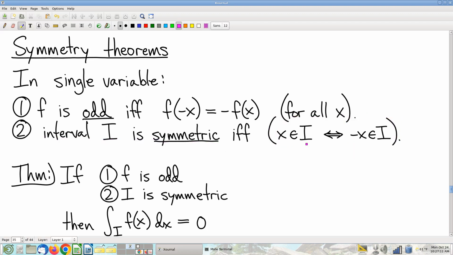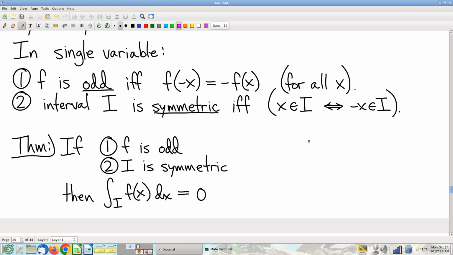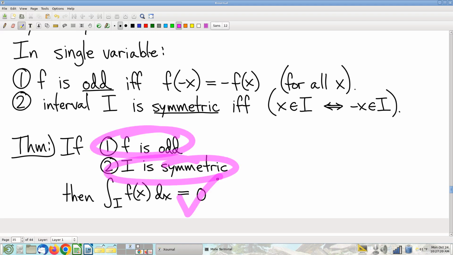Okay. So the theorem that I think everybody's seen before is: if you have an odd function over a symmetric domain, the integral is 0. And it would have been written differently. It would have been written as the integral from negative a to a of f of x dx equals 0. And again, reminder, this means exactly the same thing as this.